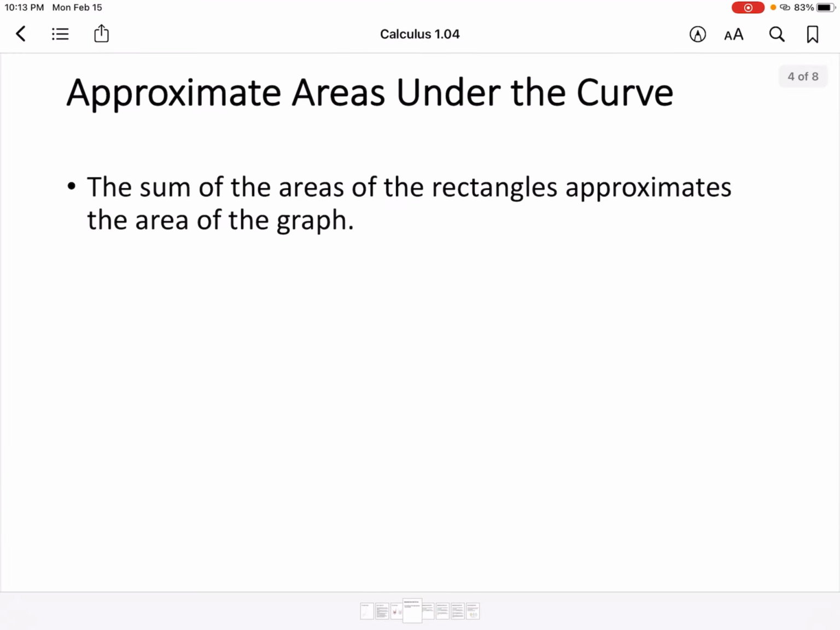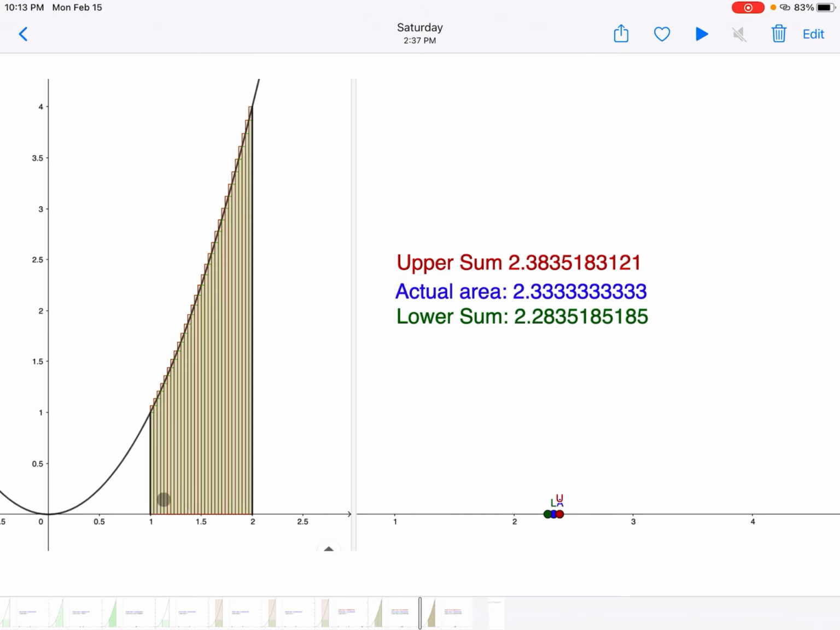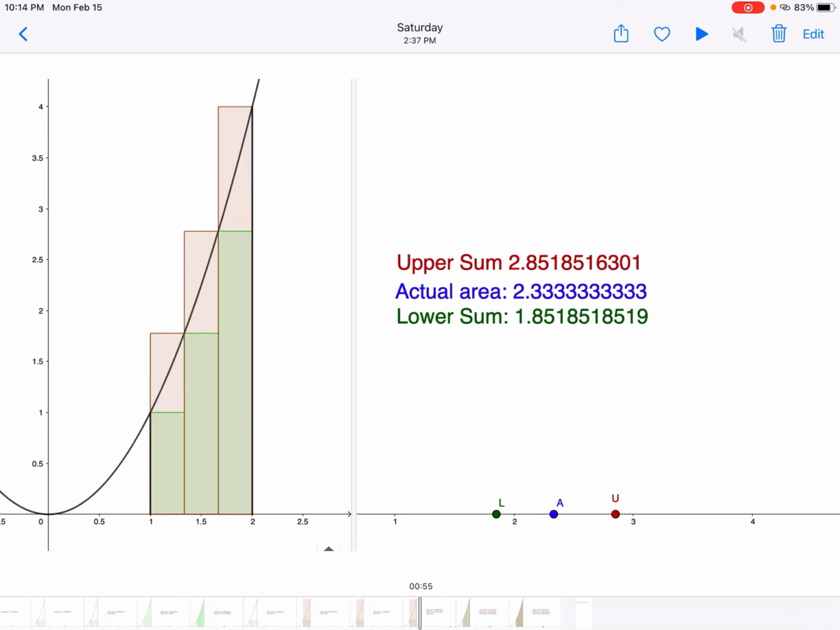First, alam natin that the sum of the areas of the rectangles approximates the area of the graph. Alam natin yan, and pag-aralan natin sa previous video. Pangalawa, as the number of green rectangles increases, the approximate area approaches the actual area from the left. So yung green na rectangles, yun yung underestimate ng area, no? Yun yung kulang.